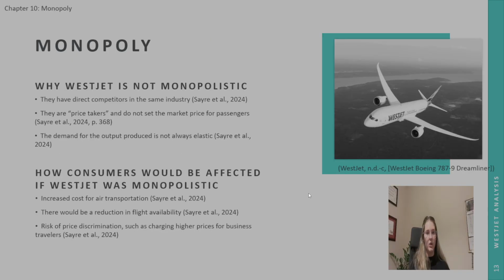We already know that WestJet is not a monopoly because they have direct competitors in the same industry and they are not setting the price for flights, they're just following the market demand. But there's also no technical or legal barriers for entering this market. One thing that a company that wants to enter this market would have to consider is the economic barrier of the high cost. If WestJet was a monopoly, consumers would see an increased cost for air transportation, reduction in flight availability, and the potential for price discrimination.